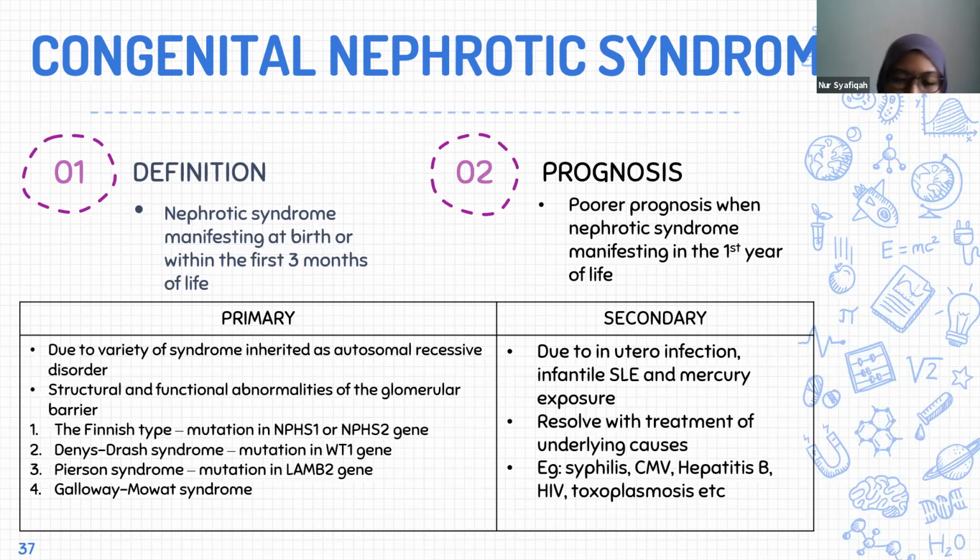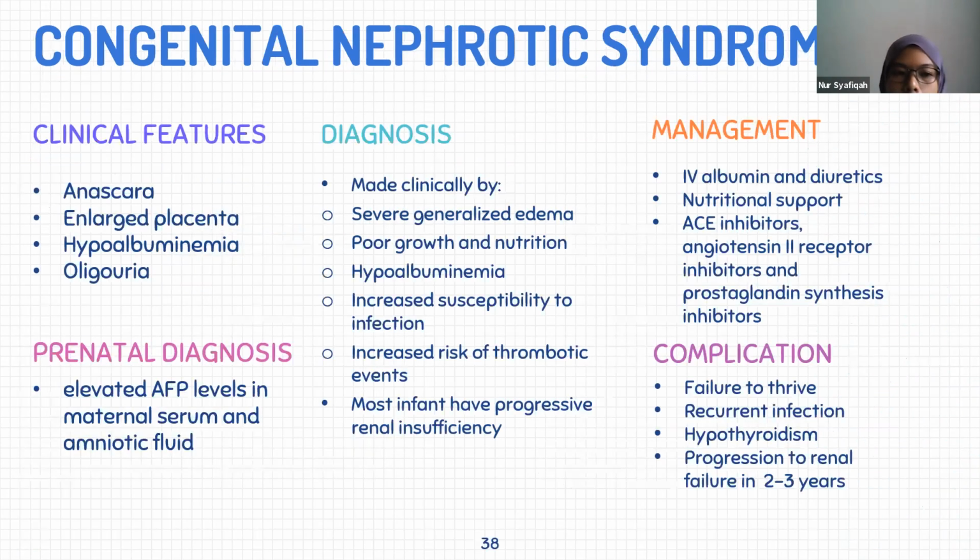As for secondary, this might be due to in utero infection, maternal SLE, and also mercury exposure. This will resolve with treatment of underlying causes. Examples of the causes can be syphilis, cytomegalovirus, hepatitis B, HIV, toxoplasmosis, and so on. For congenital nephrotic syndrome, the clinical features are anasarca and enlarged placenta at birth. Then they will have hypoalbuminemia and also oliguria.